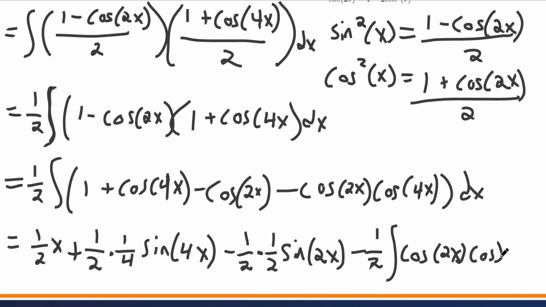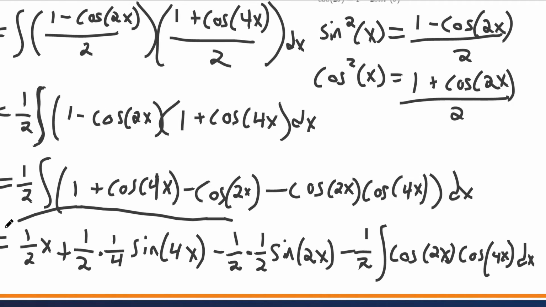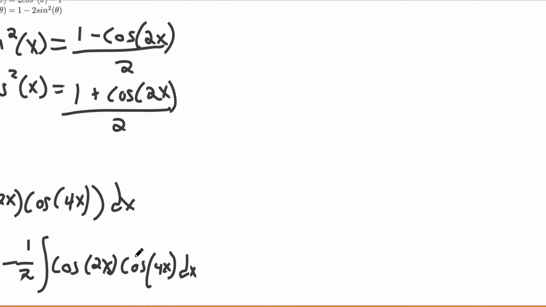cosine 4x with respect to x. I need more room. So we're almost done. We've got all of this done. When you try to evaluate this antiderivative over here, since everything's now to the first power, then if we could just have one of these things be sine and the other thing be cosine, then we could use a u substitution.